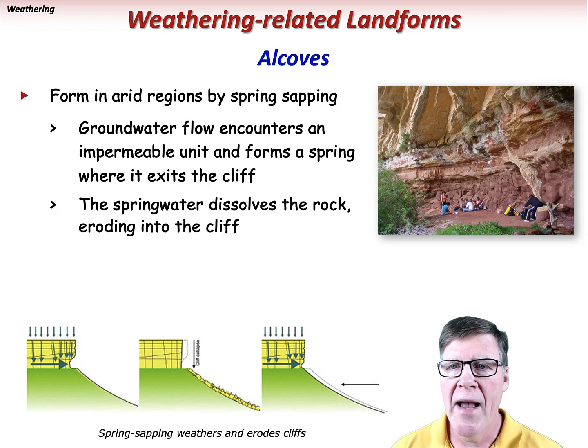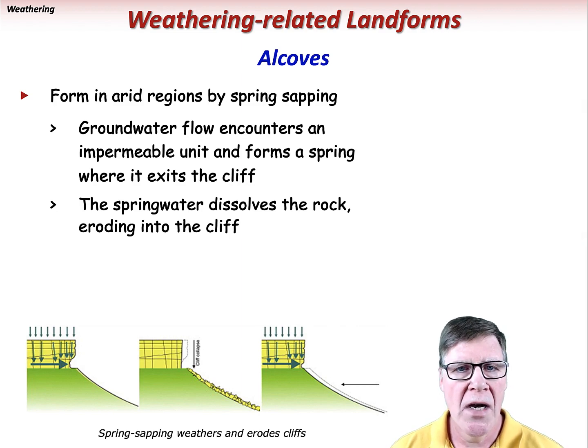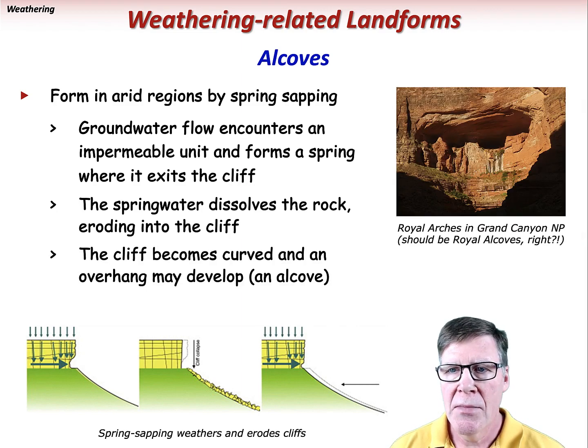The spring water acts to dissolve the rock or the cement binding the grains in the rock, thus eroding into the cliff. Over time, the cliff face becomes curved and an overhang may develop, forming an alcove, much like this one in Marble Canyon of Grand Canyon National Park. Interestingly, this is one of a set of alcoves named Royal Arches, when they are actually alcoves and not arches at all.